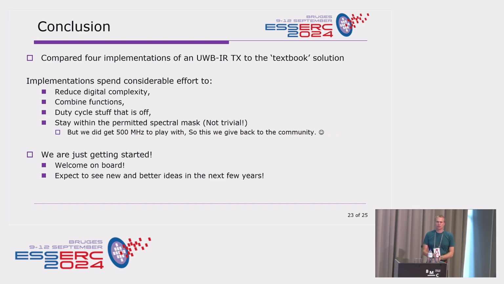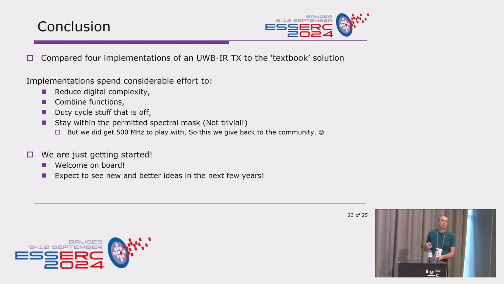So, in conclusion, I've shown you 4 different implementations of an ultra-wideband impulse radio transmitter compared to the textbook solution. And what I want you to take away from this is that, yeah, the textbook solution works, but what you see is that the actual industrial implementations take a lot of effort to reduce digital complexity. Remember, data rate is low, so digital in this application, and the applications are battery operated, so digital is not for free in terms of power.